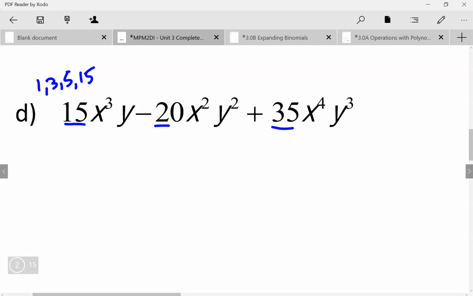So 15 doesn't go into 20, so that's out. 5 goes into 20, so that's okay. 5 also goes into 35. So that is my greatest common factor in the number part of it.